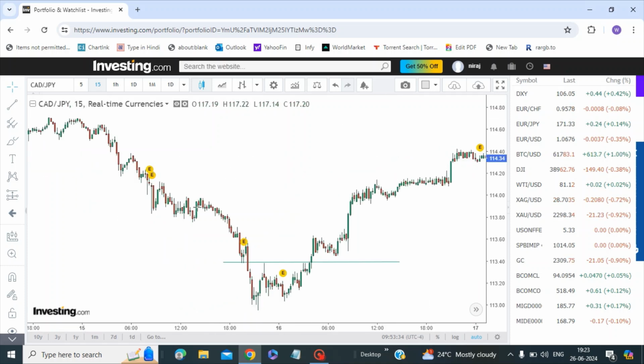This is the 15-minute time frame, but this kind of reversal can happen in any time frame. So it is a very important reversal, and we have one more example with the Nifty Bank here.